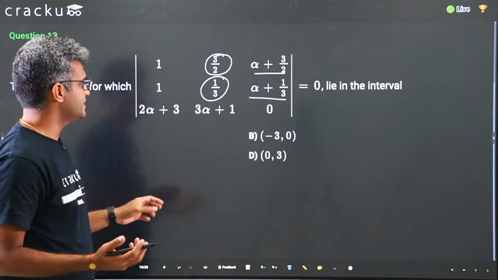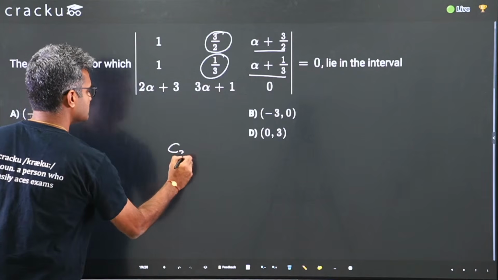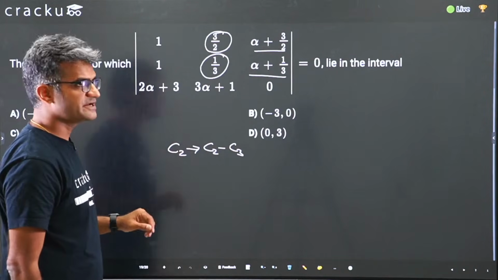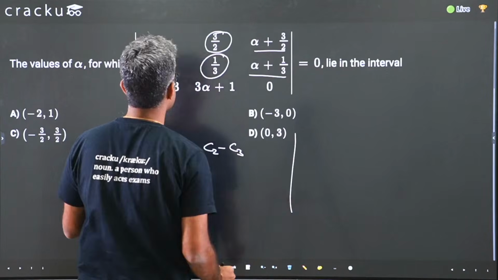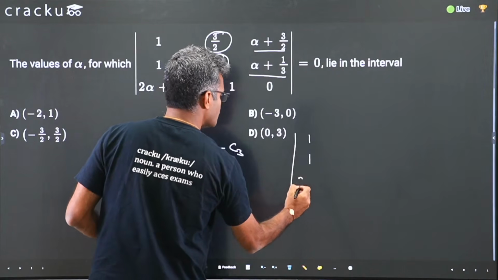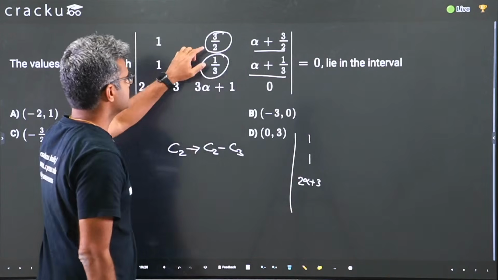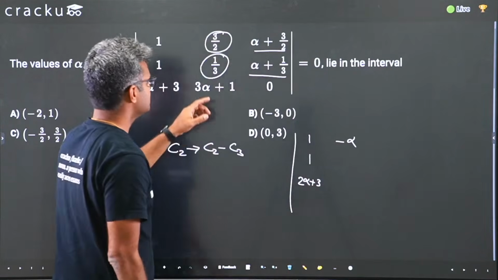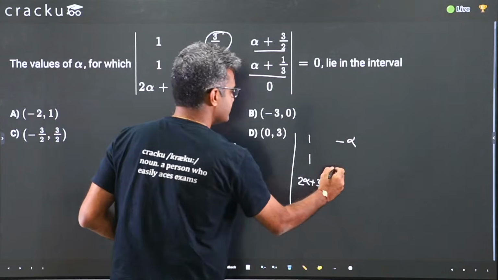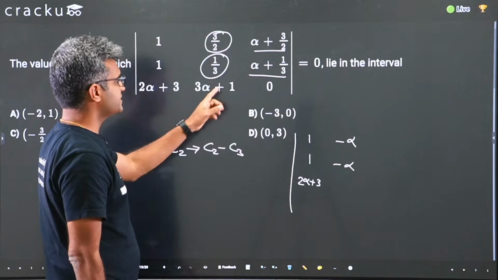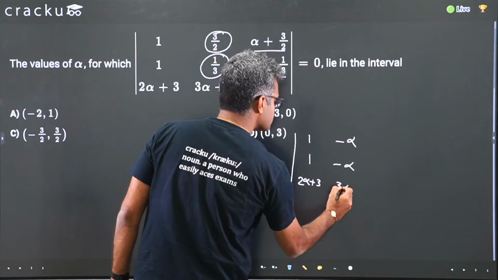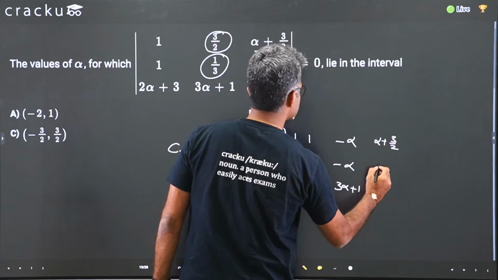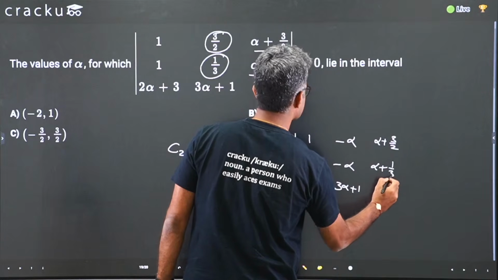Immediately the thought that should come to your mind is, I will replace the second column with second column minus third column. Then what am I going to get as the matrix? The determinant will look something like this. This is 1, 1, 2 alpha plus 3. This will be 3 by 2 minus alpha plus 3 by 2, which is minus alpha. This is 1 by 3 minus alpha plus 1 by 3, which is again minus alpha. This is 3 alpha plus 1 minus 0, which is 3 alpha plus 1. And the third column will be alpha plus 3 by 2, alpha plus 1 by 3 and 0.